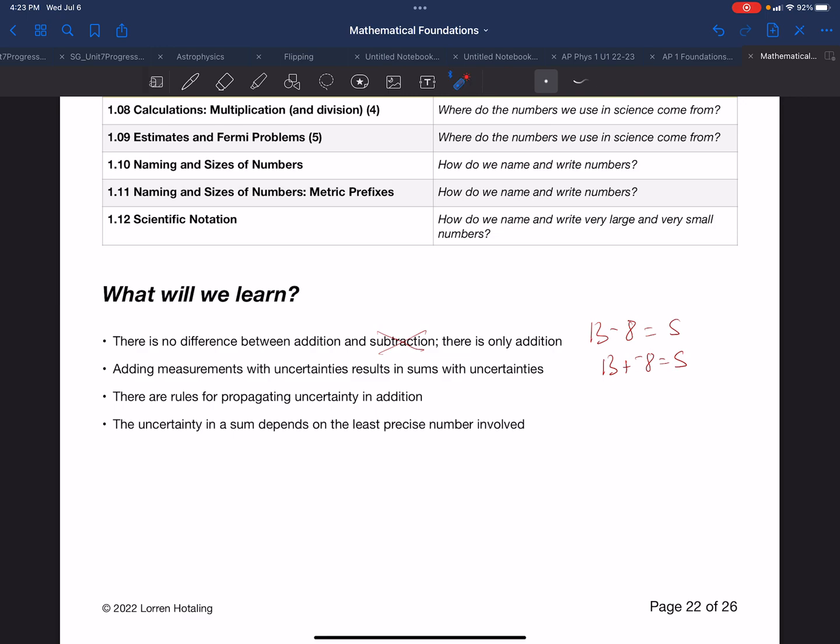The next thing is that adding measurements with uncertainty, since all measurements have uncertainties, results in sums that also have uncertainties. There are rules for propagating uncertainty in addition. And propagation of uncertainty is what happens when we add numbers with uncertainties. We'll explain that in the next slide. And lastly, we'll learn that the uncertainty in a sum depends on the least precise number involved. And when we're talking about precise, we mean the decimal place.